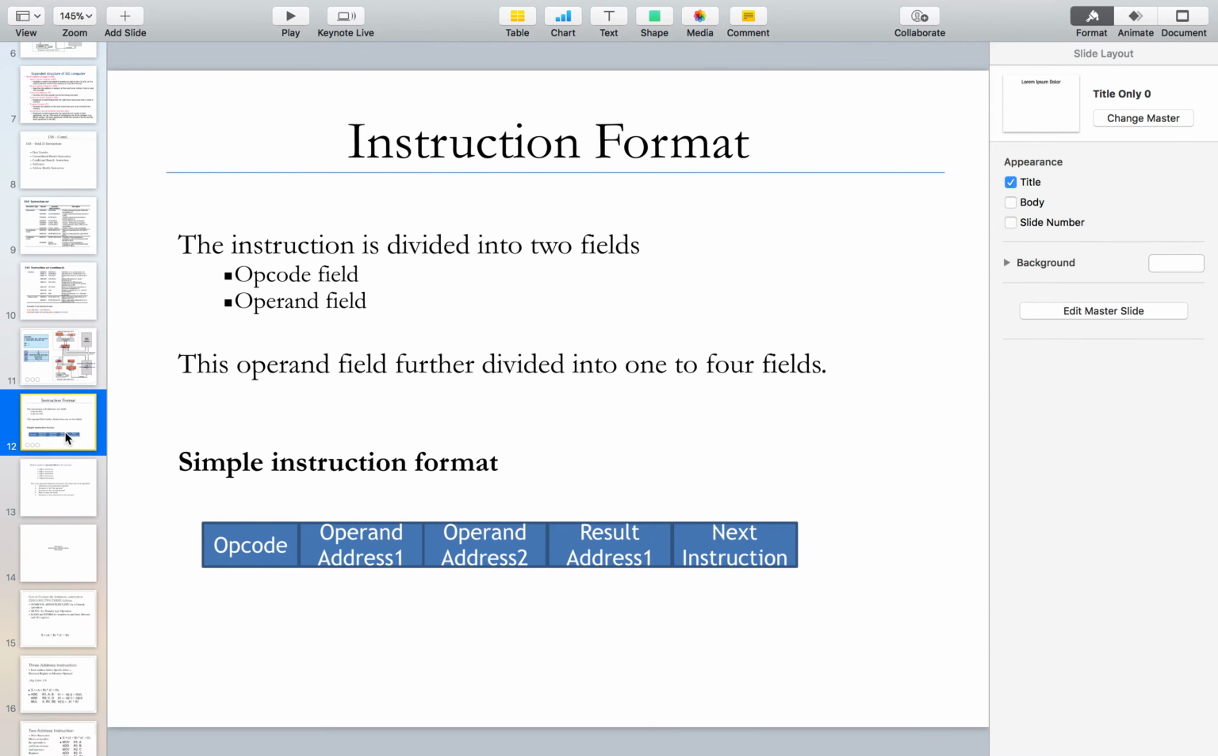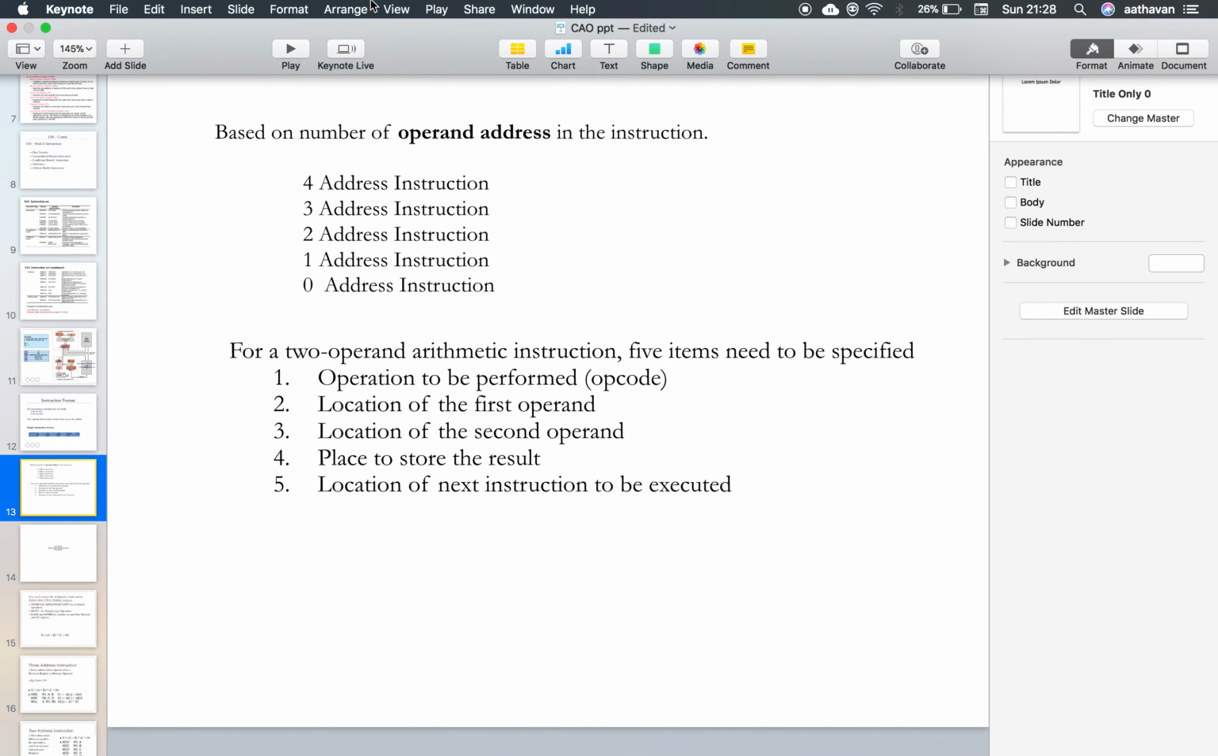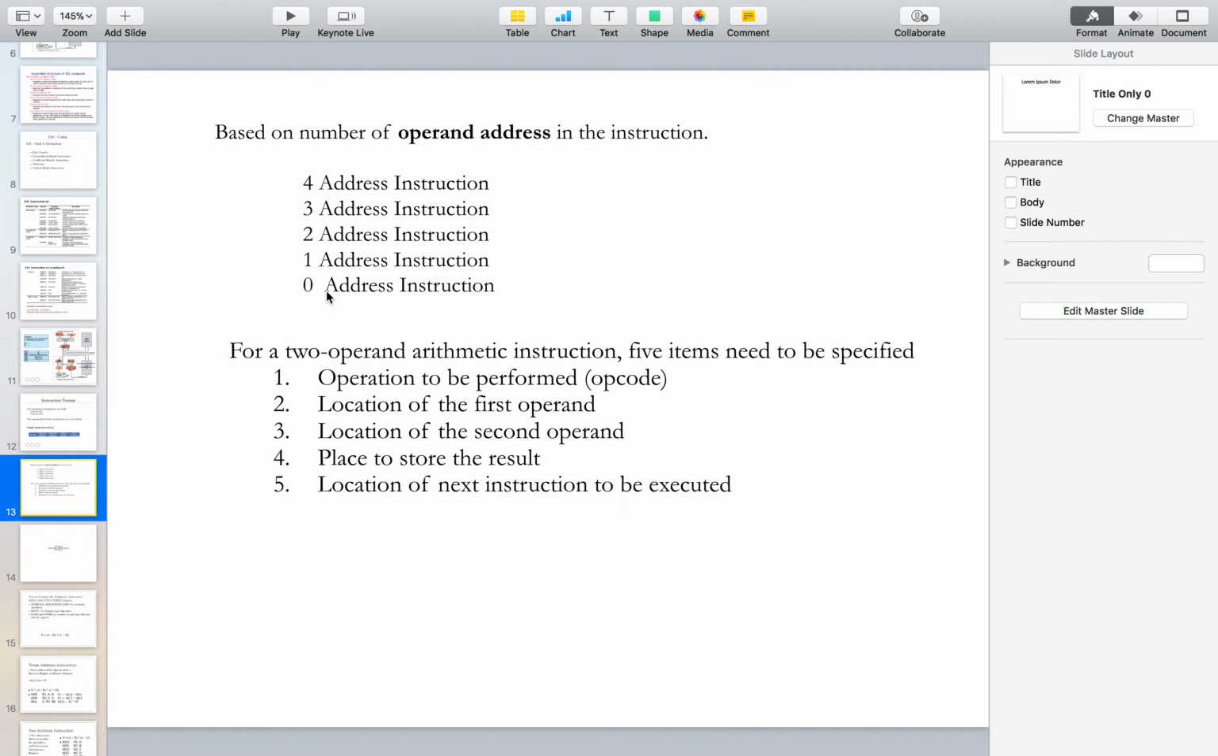Instruction format. An instruction format is divided into two fields, the opcode field and the operand field. This operand field is further divided into 1 to 4 fields or even more than that. So the opcode always consists of 8 bits, whereas the operand is nothing but the address. I can give it in terms of 4 address, 3 address, 2 address, or even 1 address and 0 address. So I'll be explaining only 3, 2, 1 and 0 address instructions.